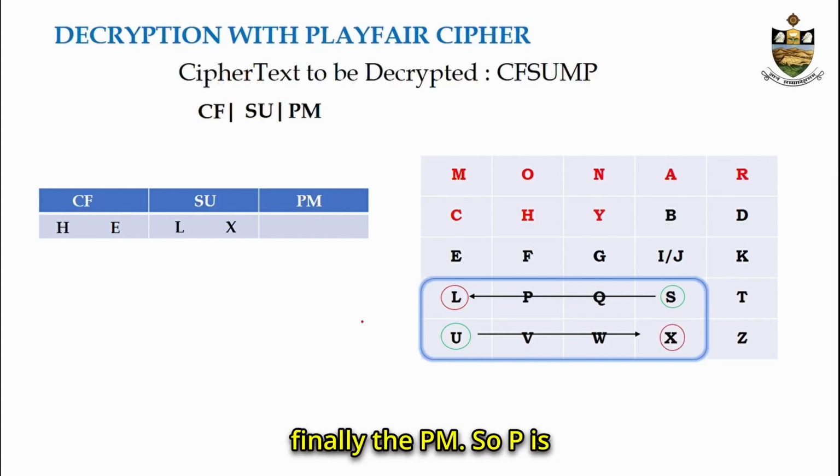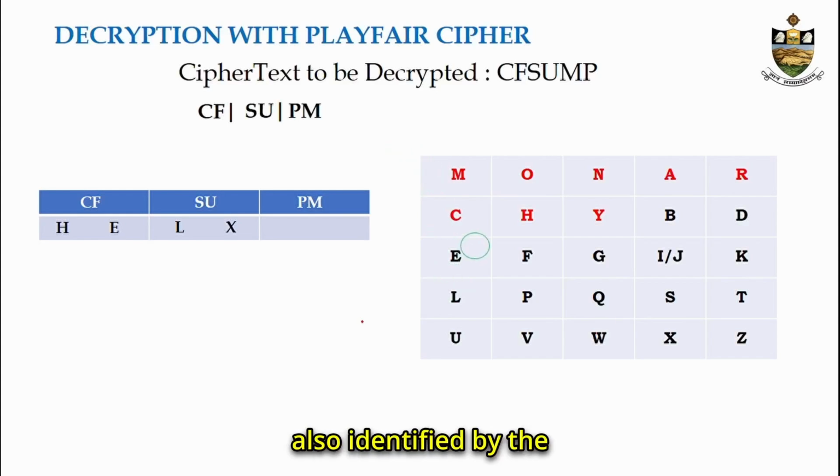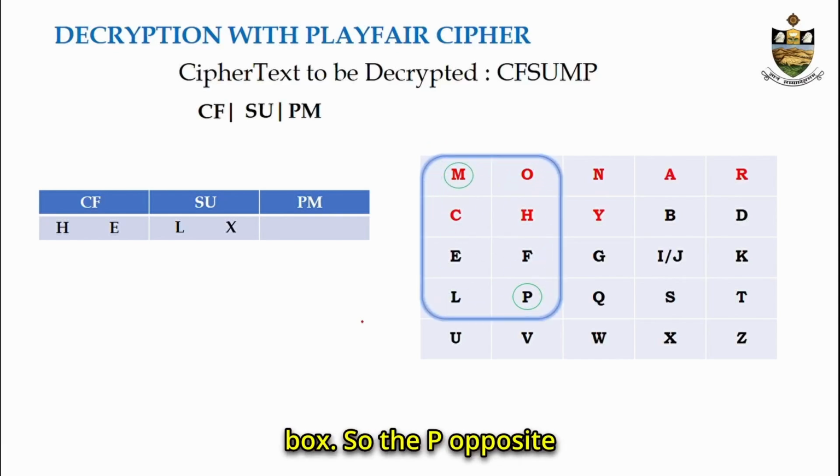Finally, the pair PM. P is identified by the given 5 by 5 matrix in the fourth row, second column, and M is identified in the first row, first column. So it is not in the same row. That's why I can draw the rectangular box. P's opposite character is L, so L is the replacement of P, and M's opposite character is O, so O is the replacement of M. So all the pairs are done.